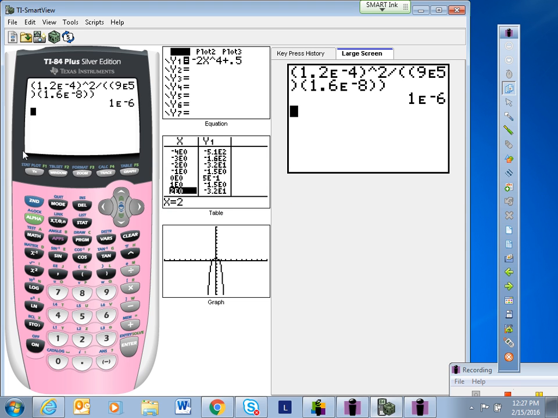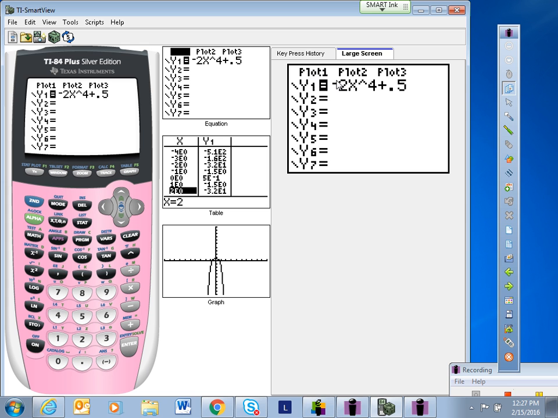I'm going to plug it in my calculator. I go to y equals, and there it is, negative 2x raised to the 4th plus 1/2, output 0.5. Same thing. Look, does it look like what we thought it was going to look like?